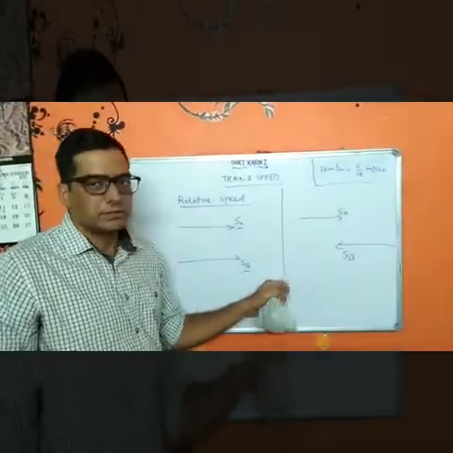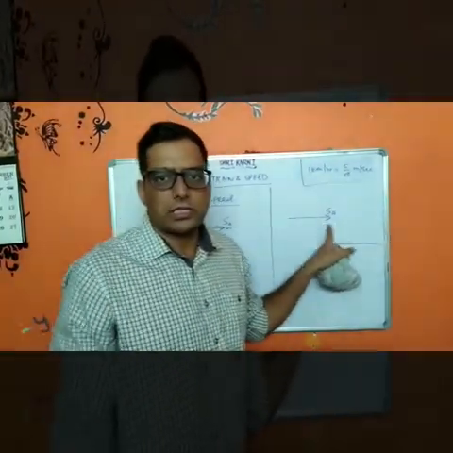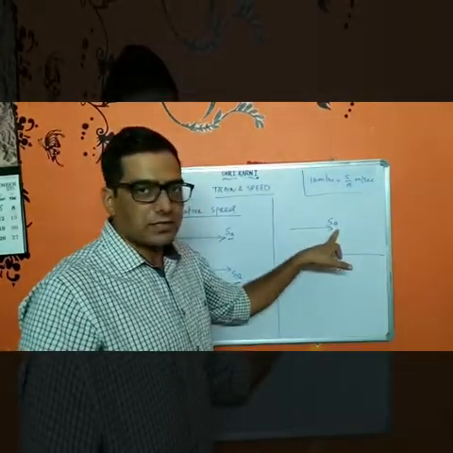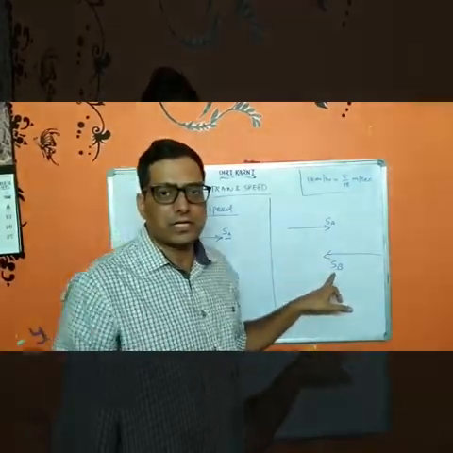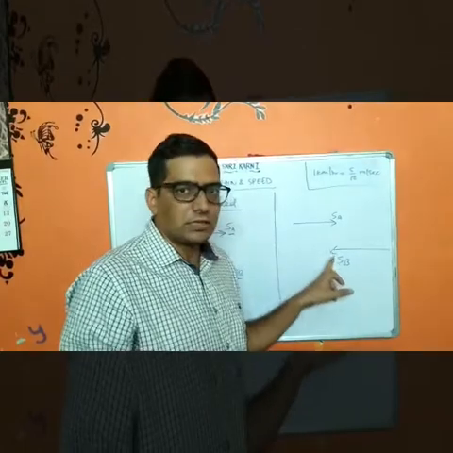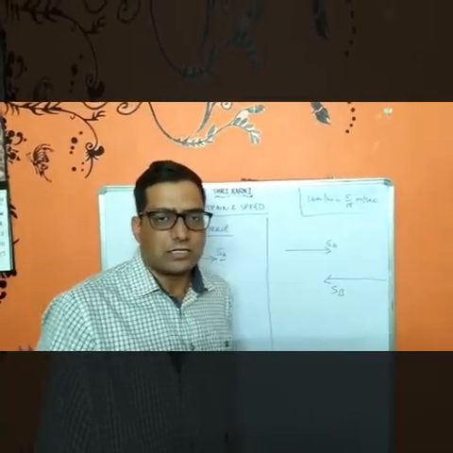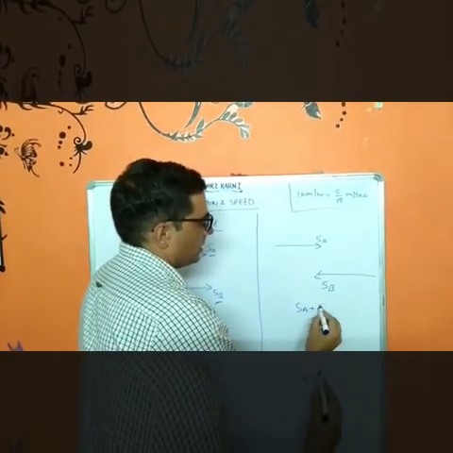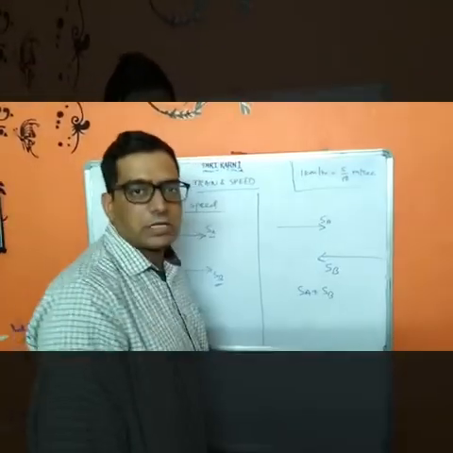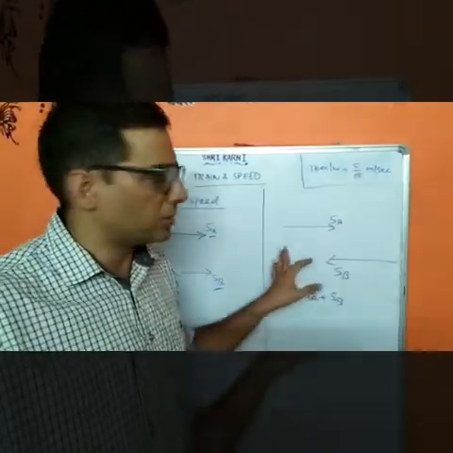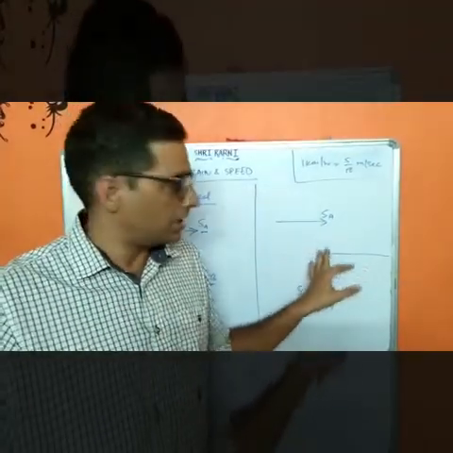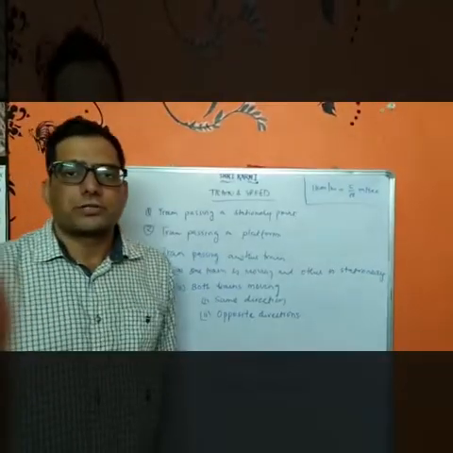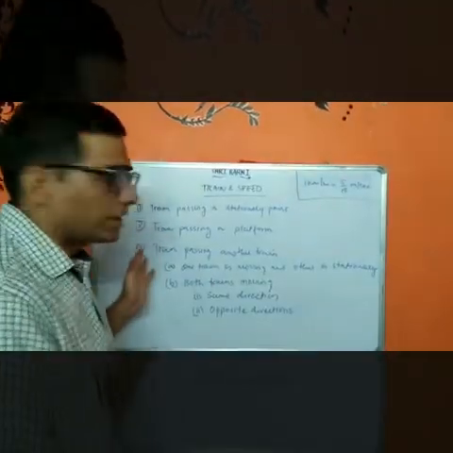In the other case, both the trains are running in opposite directions. So if train A is traveling at SA and train B is traveling at SB, then the speeds will get added and the total speed will be SA plus SB, and the distance will always remain constant, that is the length of train A plus train B. So the train and speed questions can be divided into these three categories.